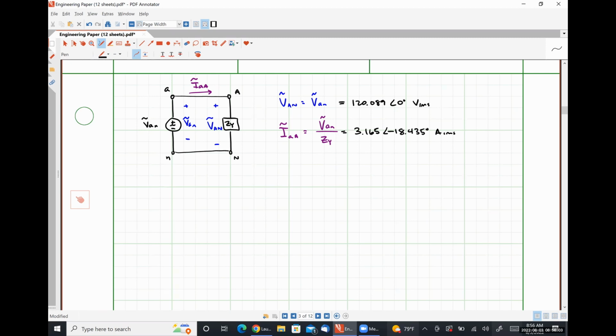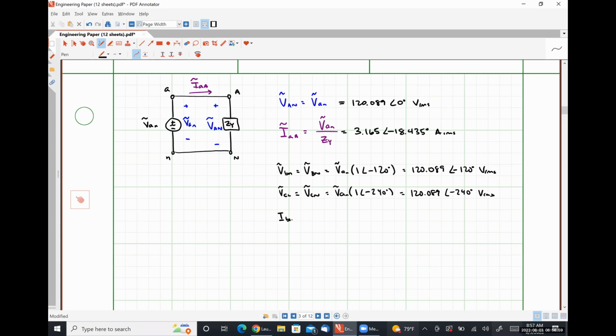We don't actually have to do any more circuit analysis whatsoever. What I mean by that is we know that VBN is just VAN times 1 angle negative 120 degrees. So VBN is going to be 120.089 angle negative 120 degrees volts RMS. And similarly, VCN is just VAN times 1 angle negative 240 degrees, which is 120.089 angle negative 240 volts RMS.